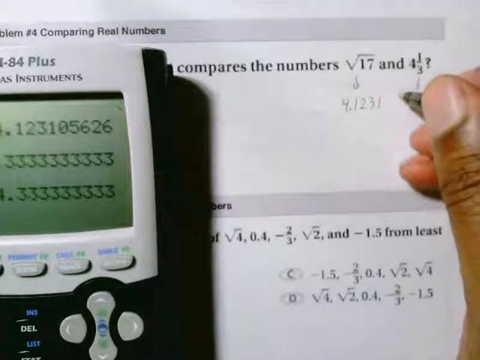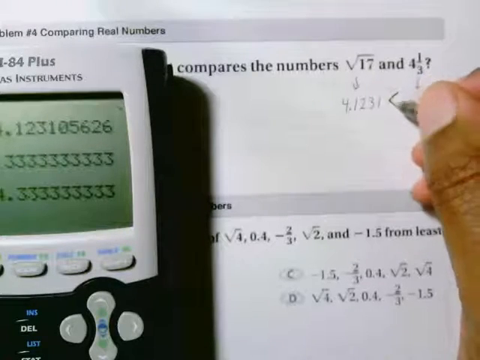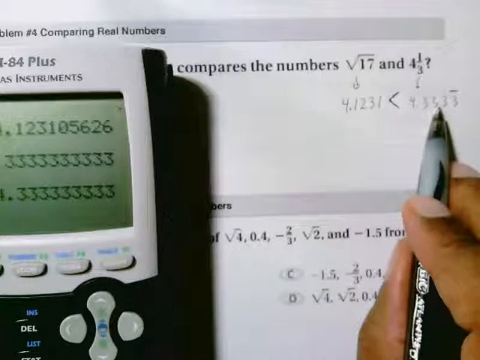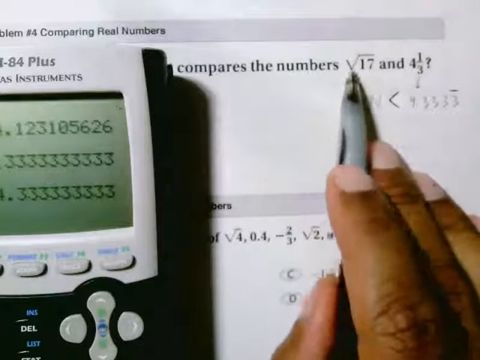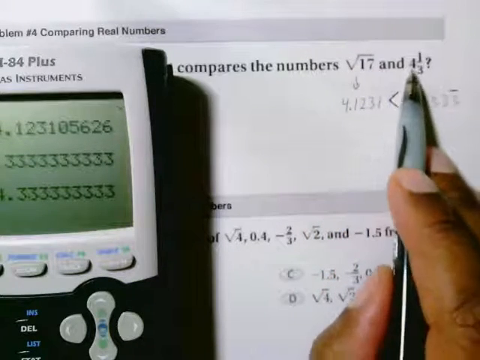So I'm going to draw an inequality so that the bigger side faces the bigger number. I'm going to say the square root of 17 is less than 4 1/3.